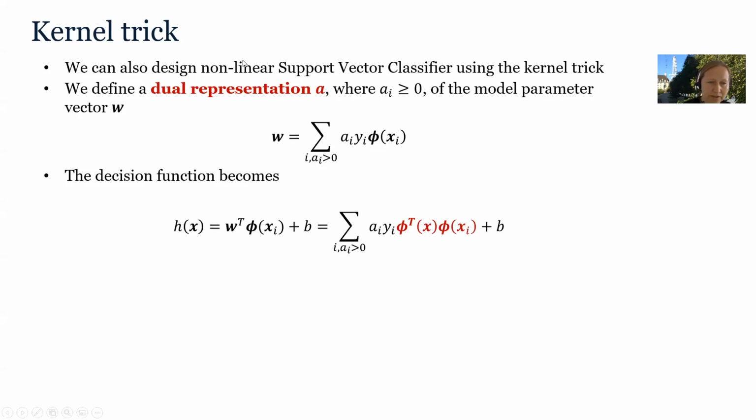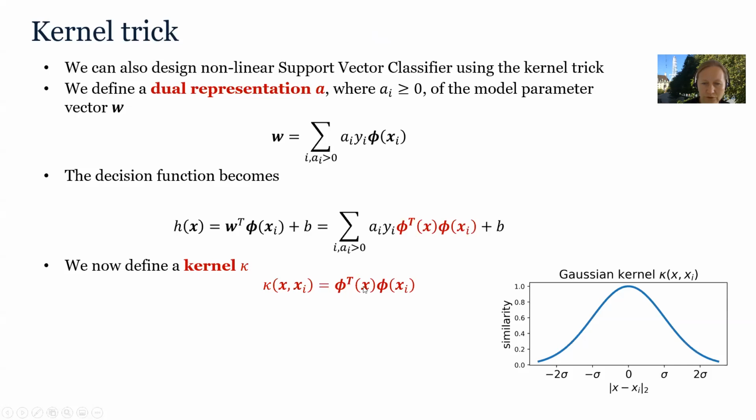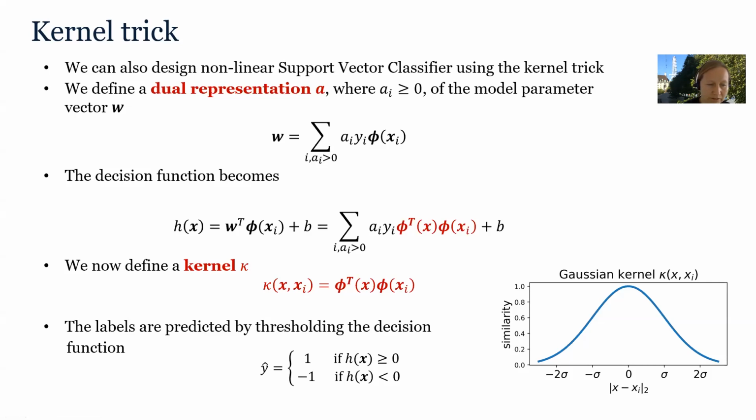We can then substitute this equation into the equation for the decision function, and we see that we obtain the kernel here, which is phi transposed of x times phi of x_i, and it's called kappa. This is the same kernel we have already seen for ridge regression, and of course the Gaussian kernel is usually the kernel of choice. The labels are predicted by thresholding the decision function as usual.